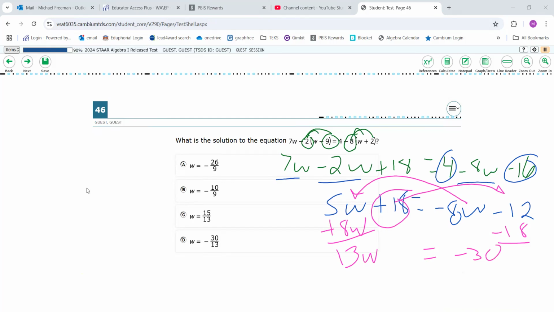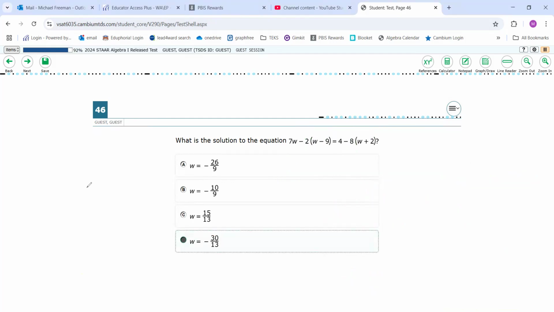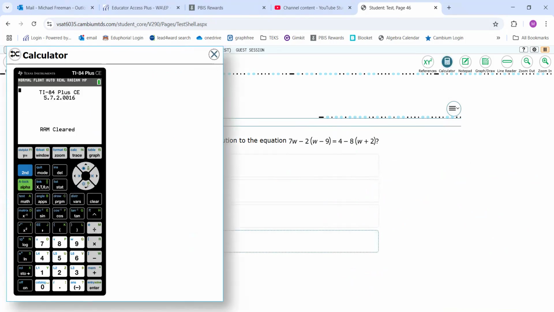And we're trying to solve for w, so I divide by 13. And I get w equals negative 30 over 13. Well, that's right. So we could distribute, combine like terms. This is how we started our year. This is what we did. So we got negative 30 over 13. All right, but look, we know that's the right answer.